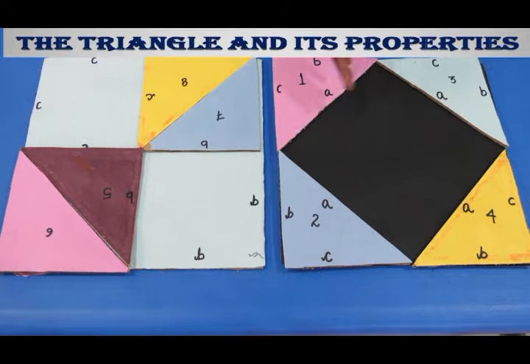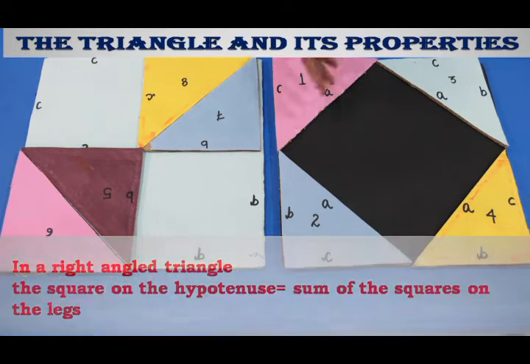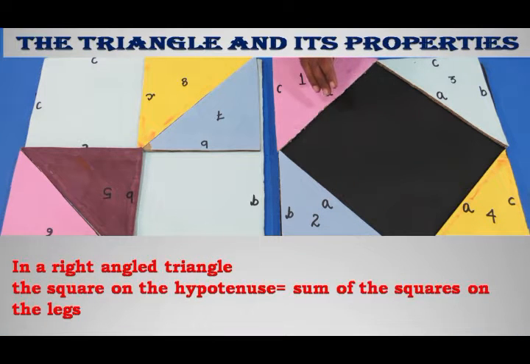Already we have made the 8 identical right angle triangles with A as the hypotenuse and B and C as the legs of the right angle triangle. So we can conclude that in a right angle triangle the square on the hypotenuse is equal to the sum of the squares on the legs. So this property is known as the Pythagoras property.